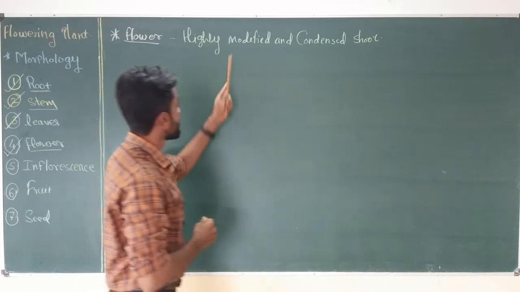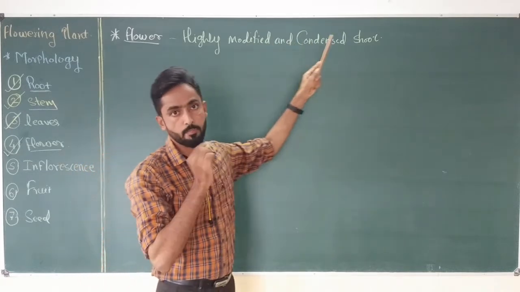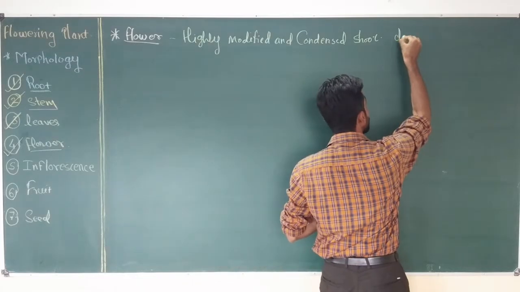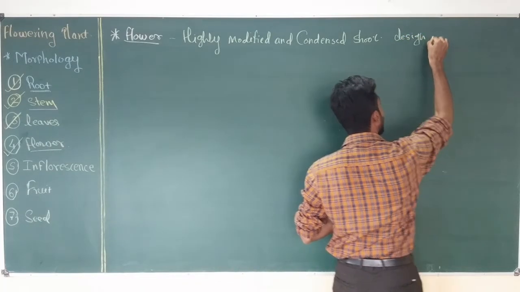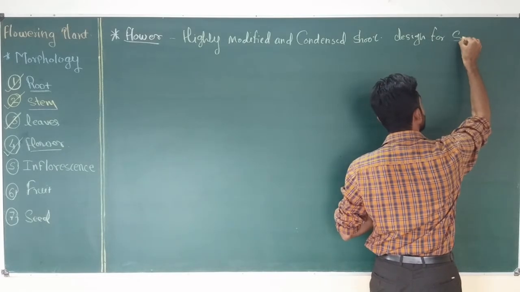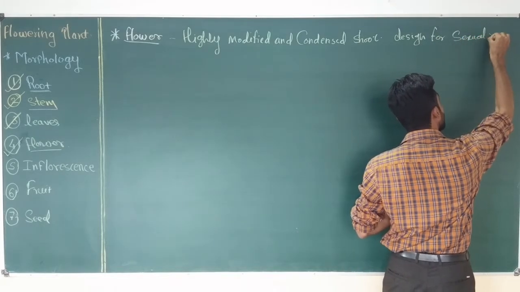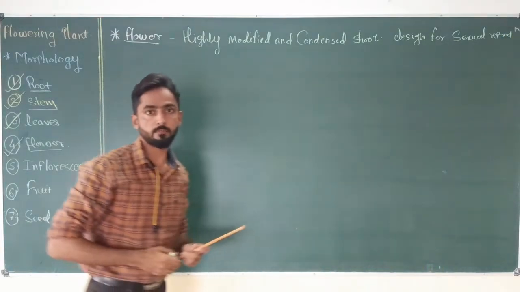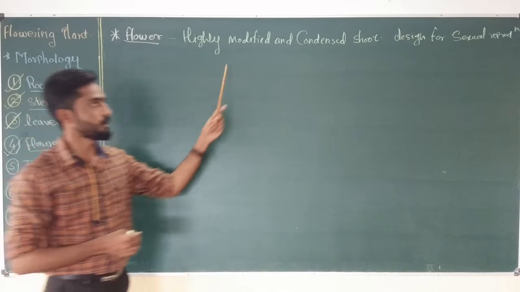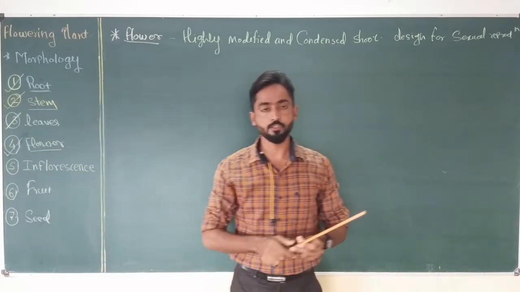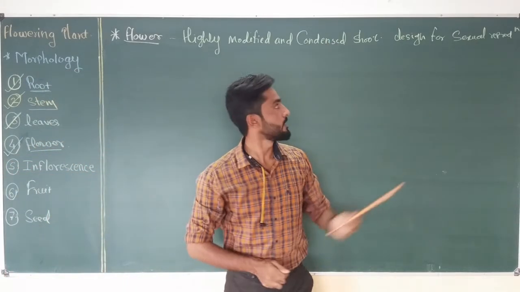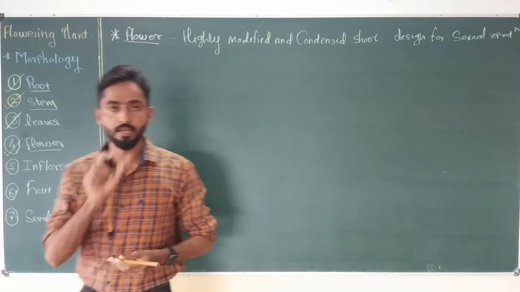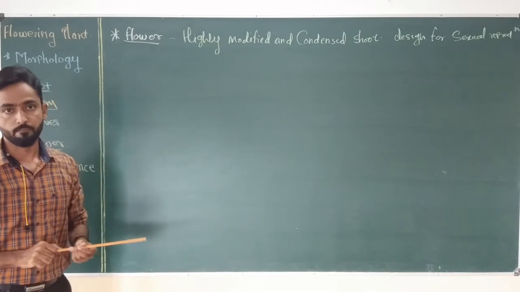It is a highly modified and condensed part of the shoot system, which is specially designed for sexual reproduction. So this is the definition of the typical flower. It is a highly modified and condensed shoot, and the main function of the flower in angiospermic plants is sexual reproduction. It's the organ mainly involved in the reproduction process.